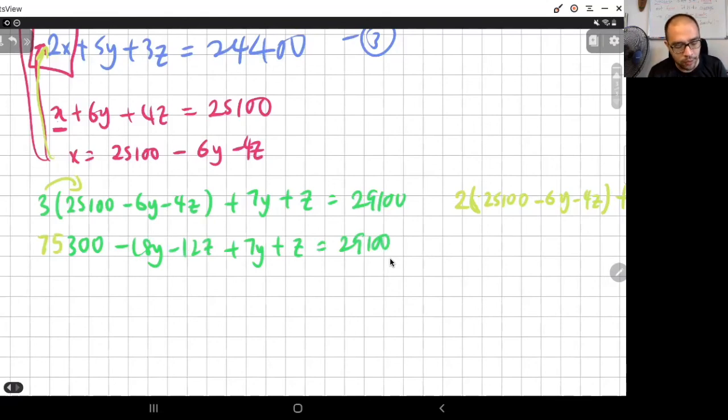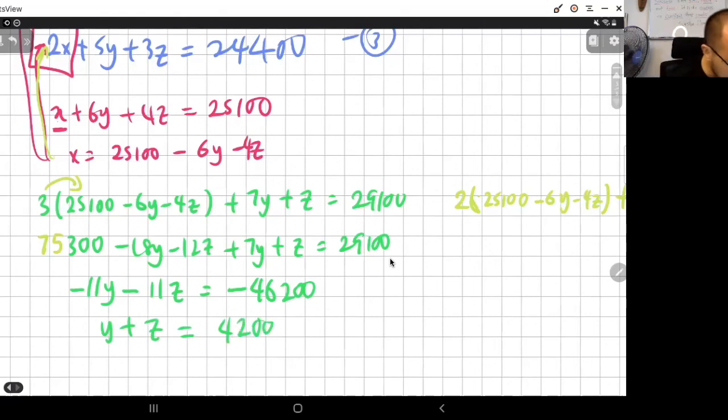Minus 18y plus 7y will be minus 11y, minus 11z equals negative 29,100 minus 75,300, which is negative 46,200. Now, let me see if I can divide this by 11. Okay, so I divide everything by negative 11. Now I'll get y plus z equals 4,200. Hold on. Yeah, 46,200 divided by 11, yeah, 4,200. So, first equation. Oh, sorry, fourth equation.